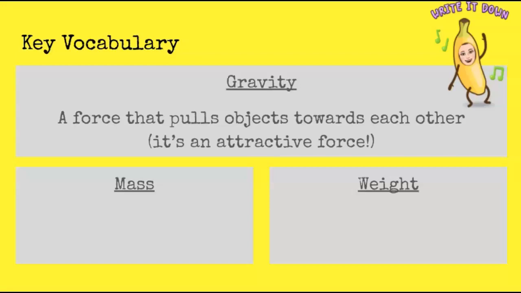So a simple definition of gravity is a force that pulls objects towards each other. So that means it's an attractive force, right? Things are attracted to one another by gravity. Mass can be defined as the amount of matter in an object. So the molecules all have a mass to them, and you add up all those molecules with their itty bitty masses, and you end up with the mass of the object in its entirety.